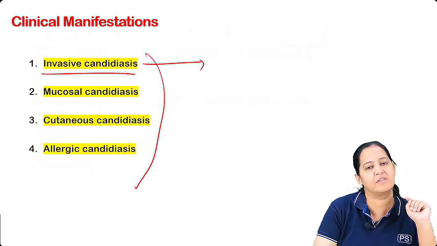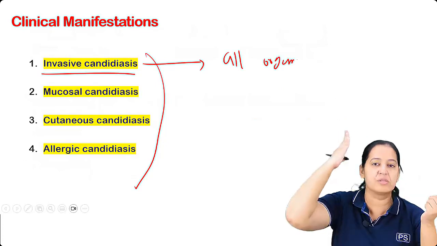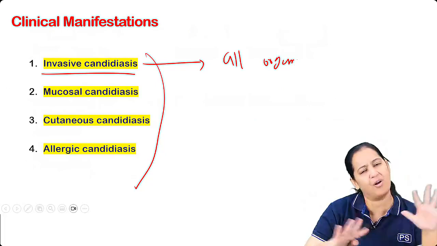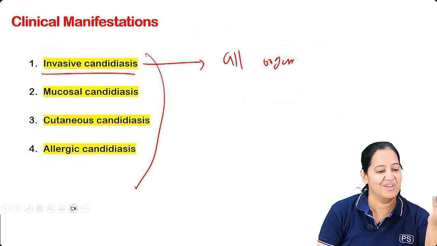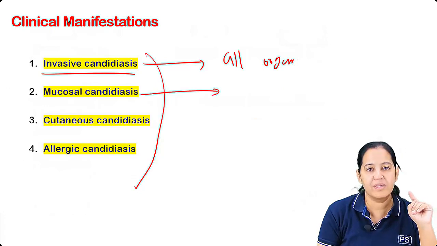Invasive candidiasis involves all organs of the human body. It can involve any organ. It can cause meningitis, encephalitis, or involve the esophagus, mouth also. Technically any organ can be involved, so any question can come. It is not fixed that I will name one particular organ. Got it? Then mucosal.